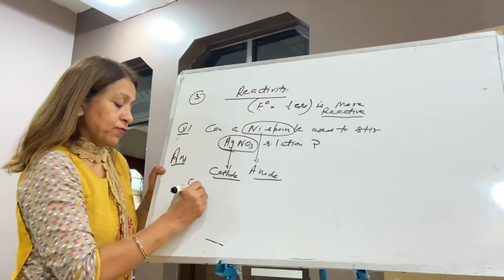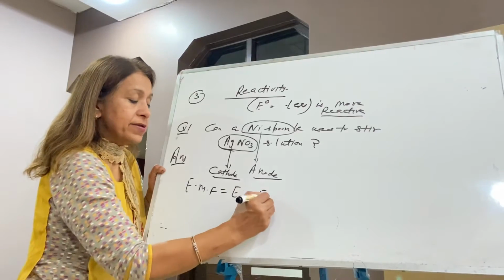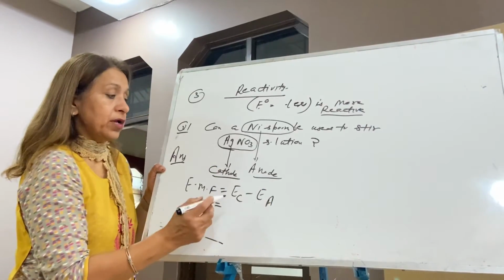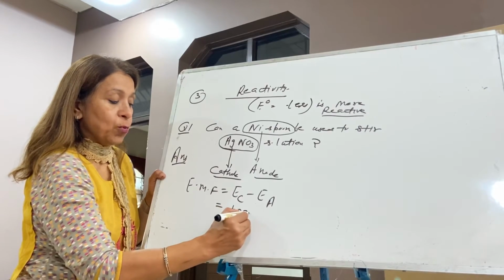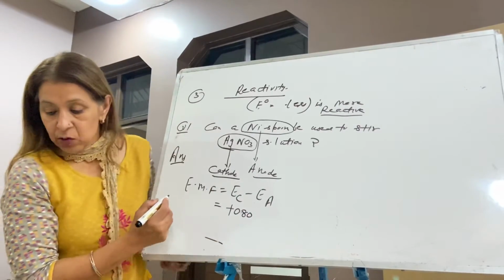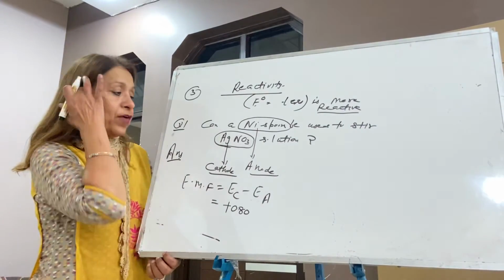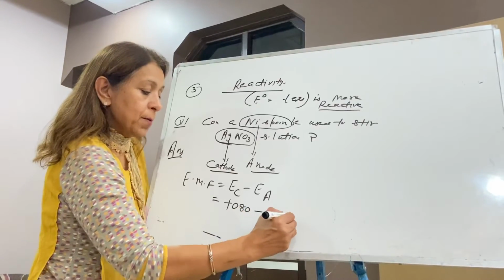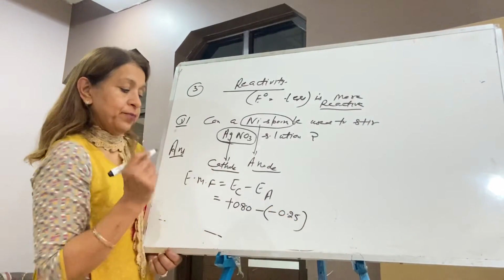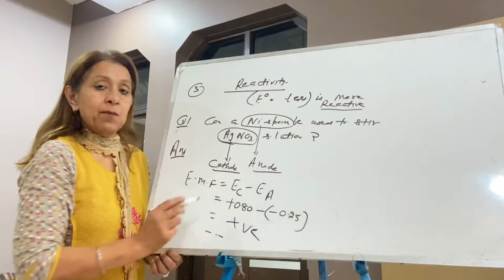Write down EMF, just a one line answer. EMF is equal to E cathode minus E anode. Your cathode is silver, whose value is plus 0.80 volt, and nickel's value is minus 0.25 volt. The table is in your book. Now your answer will come positive. You can see your answer will come positive.